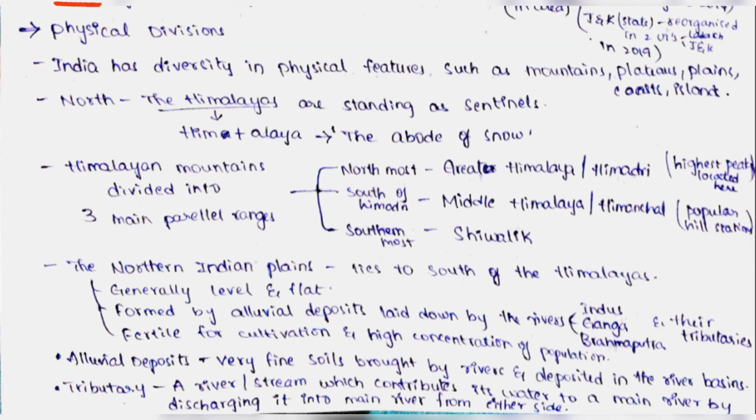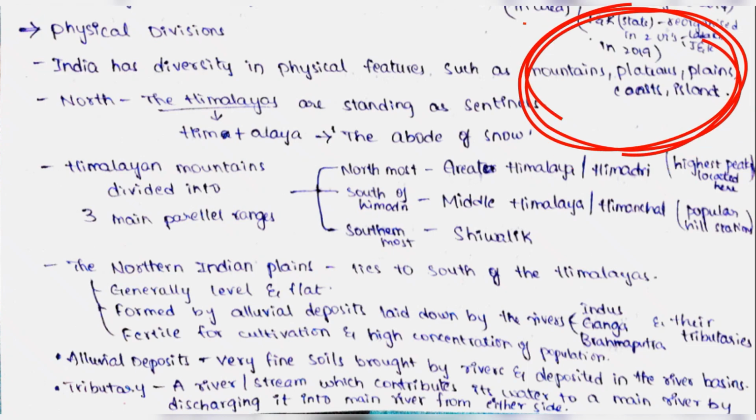Now comes the heart of the chapter, the physical divisions of India. India's landscape is full of variety. From high mountains to flat plains, dry deserts to plateaus, and long coasts to islands.